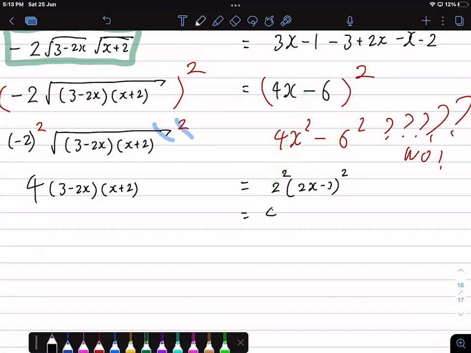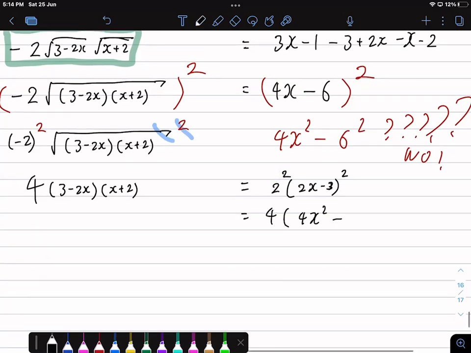So it becomes a 4 multiplied by 2x minus 3 bracket square. So we get 4x squared minus 2 times 2 times 3 is 12x plus 3 squared is 9. Why did I want to do that? Because I see a 4, I see a 4. What can I do?